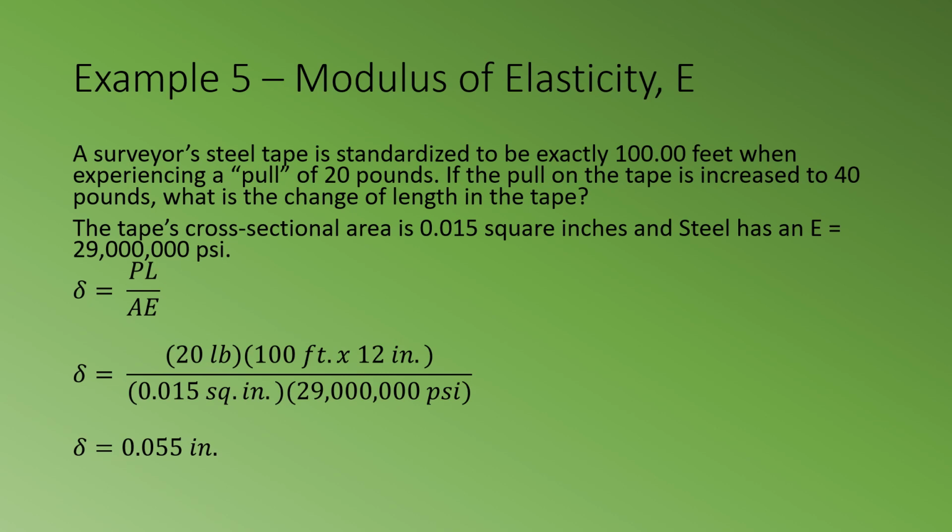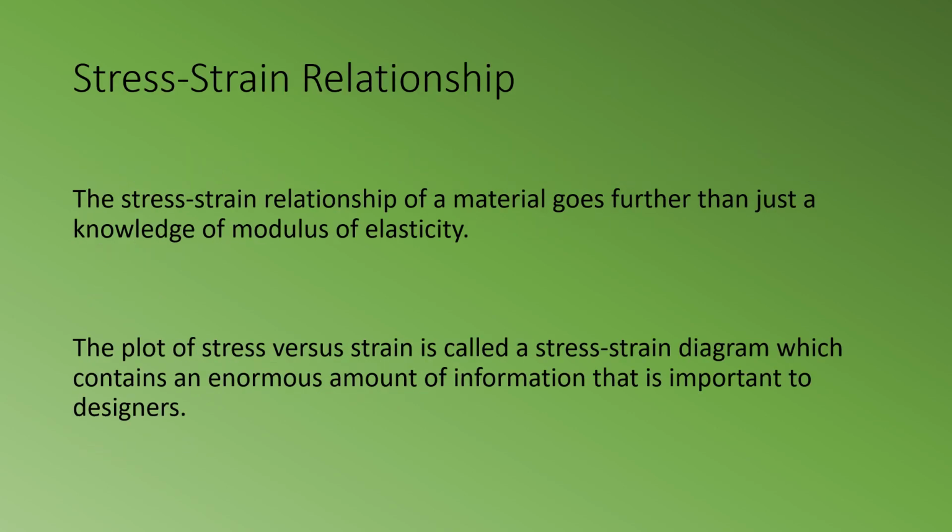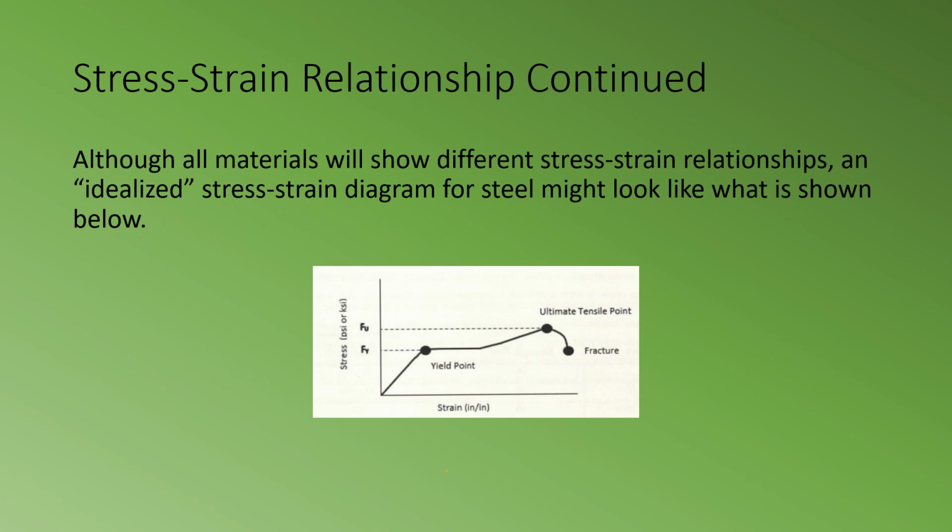we find that the deformation with the extra 20 pounds is 0.055 inches. The stress-strain relationship of a material goes further than just the knowledge of the modulus of elasticity. The plot of stress versus strain is called a stress-strain diagram, which contains an enormous amount of information that is important to designers. Although all materials will show different stress-strain relationships, an idealized stress-strain diagram for steel might look like the one shown below.